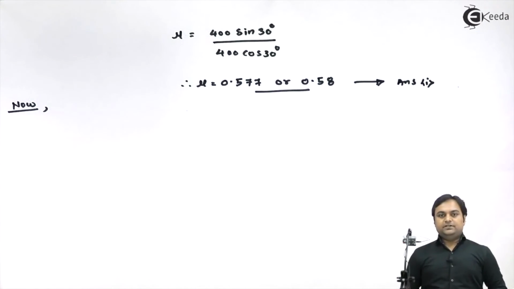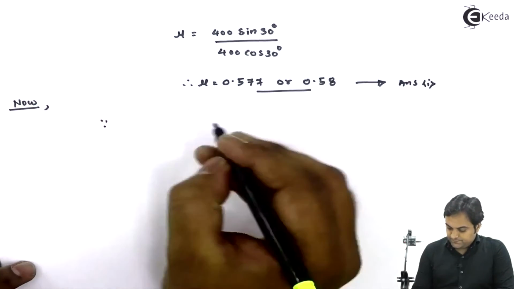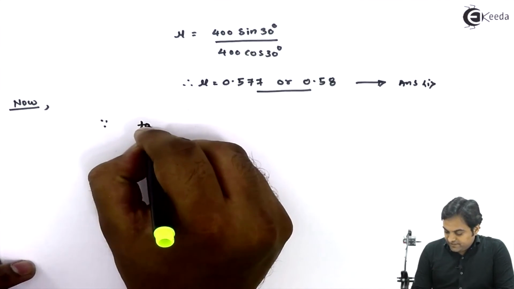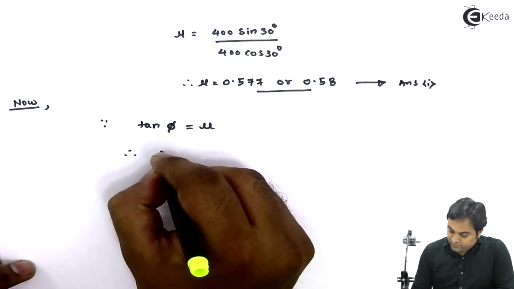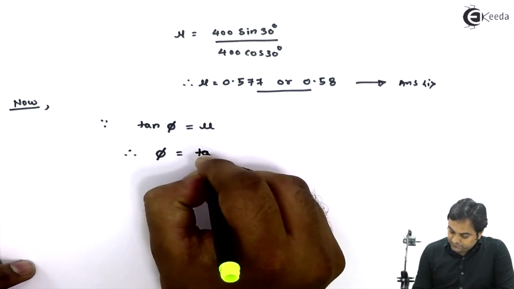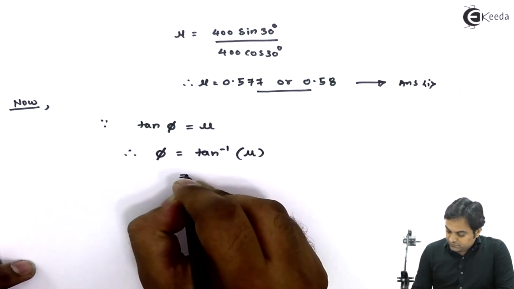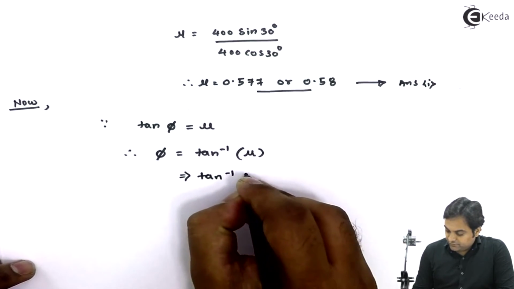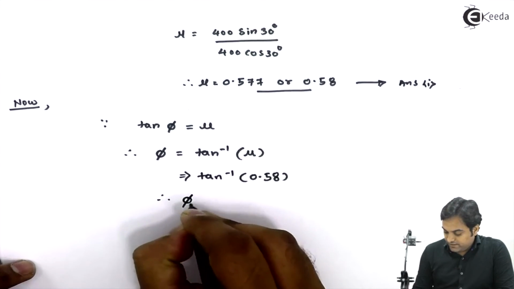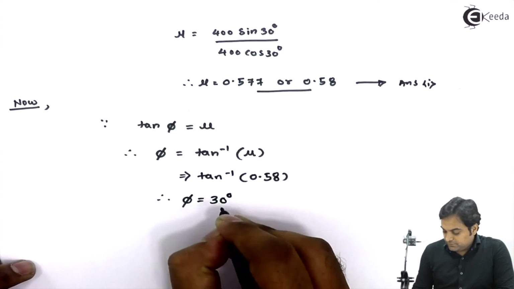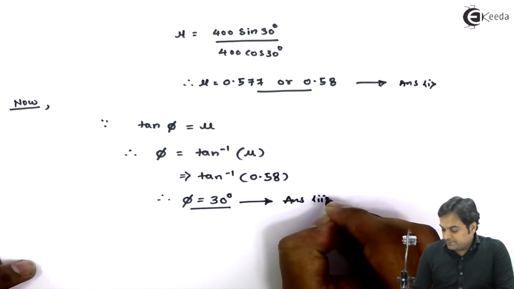Now next, the second part is angle of friction. So I will say that since tan phi is equal to mu, therefore phi is equal to tan inverse of mu. So it is tan inverse of mu, which is 0.58. So therefore phi comes out to be 30 degree. That is my second answer.